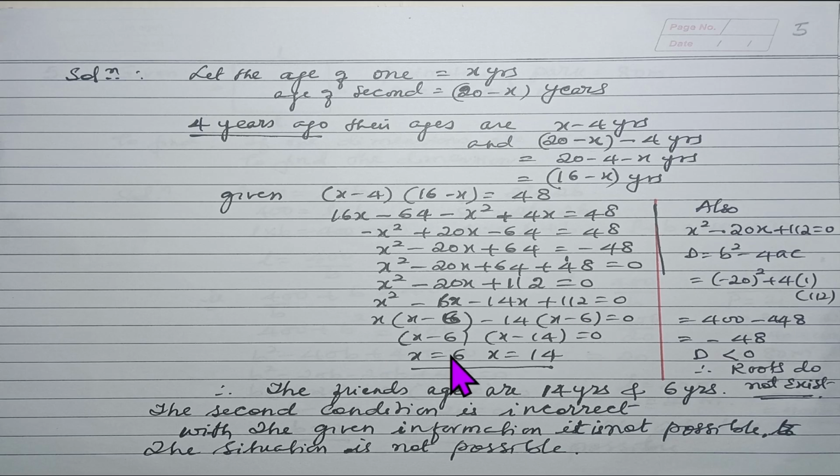And by simplifying that, I get x is equal to 6 and x is equal to 14. I have got the ages, all right, but the second condition is not true. The friends' ages are 14 and 6 years, but the second condition is incorrect. That means the ages we have got do not satisfy the second condition. Therefore the statement is not true and it is not possible. Therefore the situation is not possible.